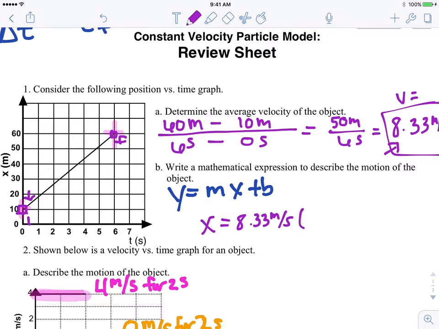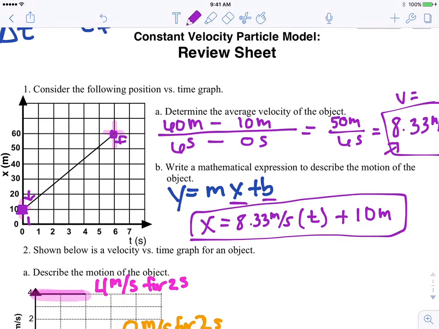And multiplying that by the x variable, and our x variable is time. Again, it's not seconds, because seconds are the units of time. And we're going to add that, or it's plus b, and our b is our y-intercept, which is right here on our graph, and that is 10 meters. It's where our line goes through the y-axis. So there you go. That's your mathematical model.